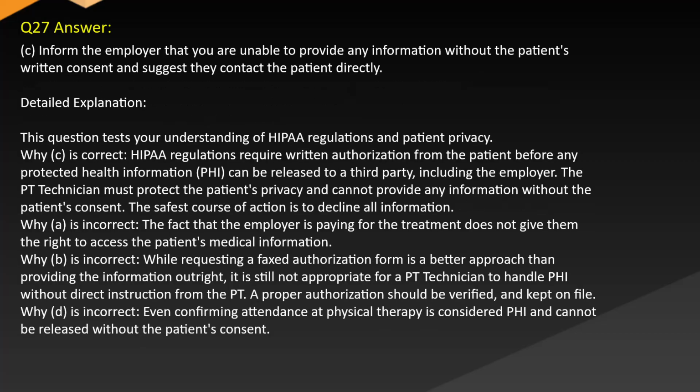Answer: C. Inform the employer that you are unable to provide any information without the patient's written consent and suggest they contact the patient directly. Detailed explanation. This question tests your understanding of HIPAA regulations and patient privacy. C is correct. HIPAA regulations require written authorization from the patient before any protected health information can be released to a third party, including the employer.